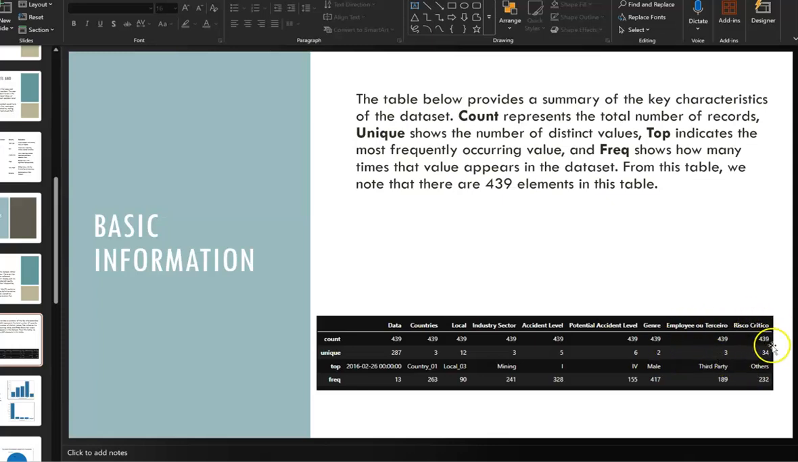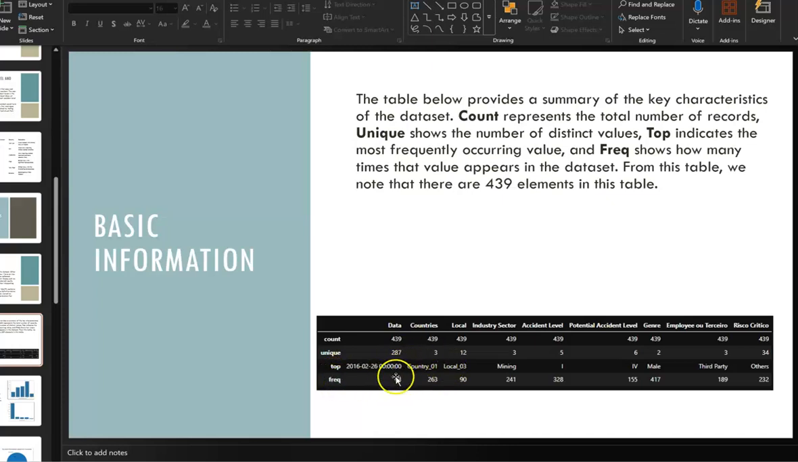And for critical risk, by the way, that just means what type of accident took place. That just means, how many categories are there? There are 34 categories. Top is like the mode of the data set, so which one is the most frequent of them. We can see this date is the most frequent of them, and on this date there were 13 that occurred.